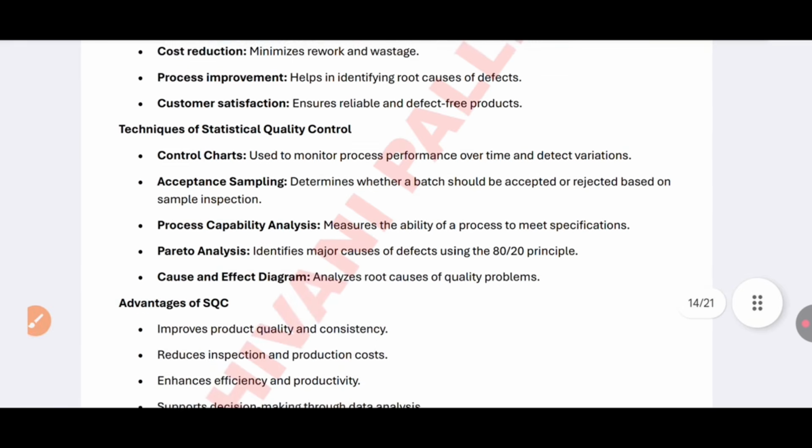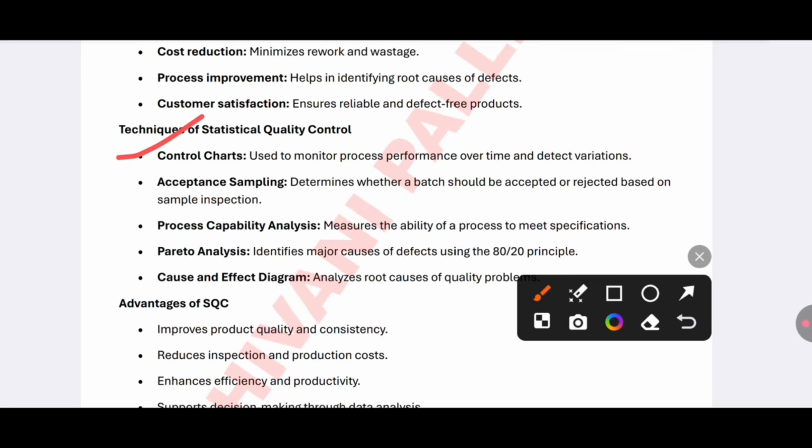Clear? Then what are the techniques we are having? First one is control charts. Your problem will also be based on control charts. Whatever the performance is, it detects the variations also. Next one, acceptance sampling. How many samples are accepted, how many are rejected, like that.